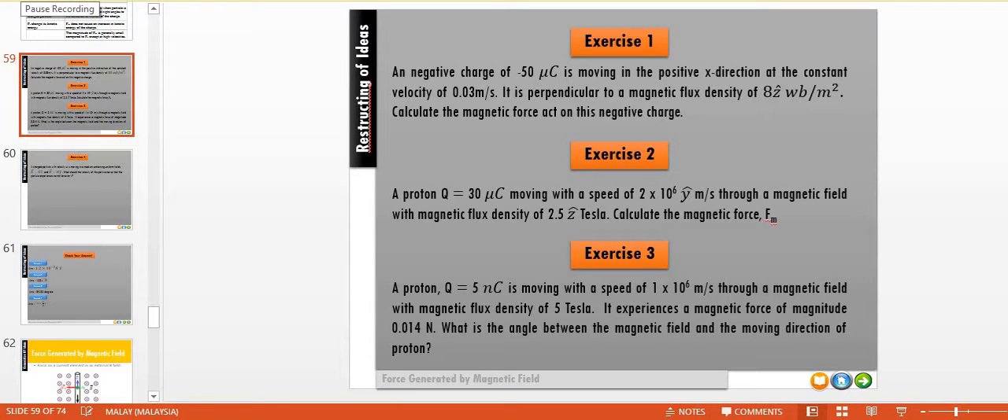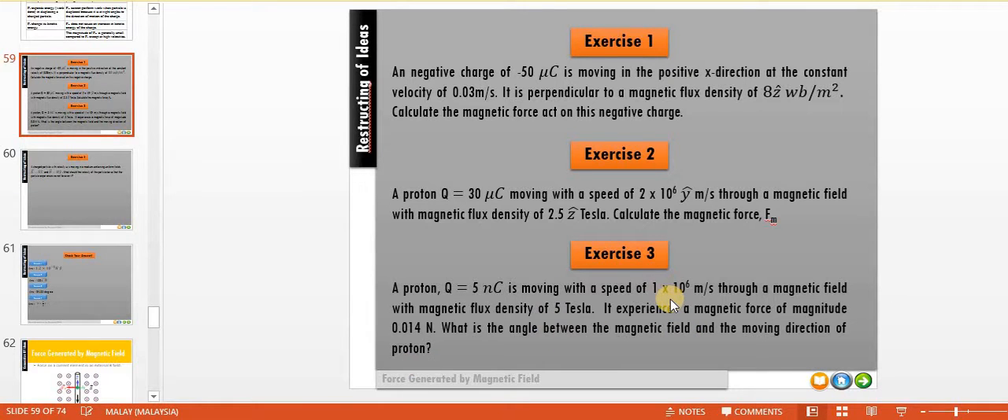Okay, now we will look at the solutions for the assessment in author. So this is the first question in your author. You have a proton, the charge is equal to 5 nanocoulombs and it is moving with a speed of 1 times 10 power 6 through a magnetic field with magnetic flux density B equals 5 Tesla. It experiences a magnetic force of amplitude 0.014. So what is the angle between the magnetic field and the moving direction of the proton?